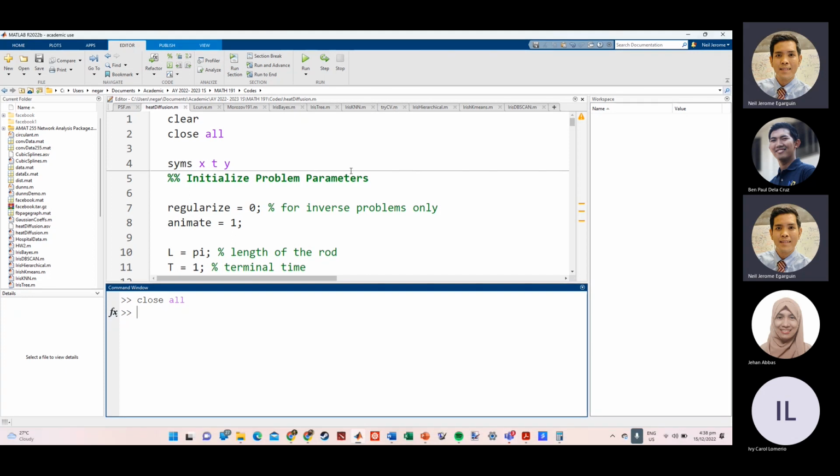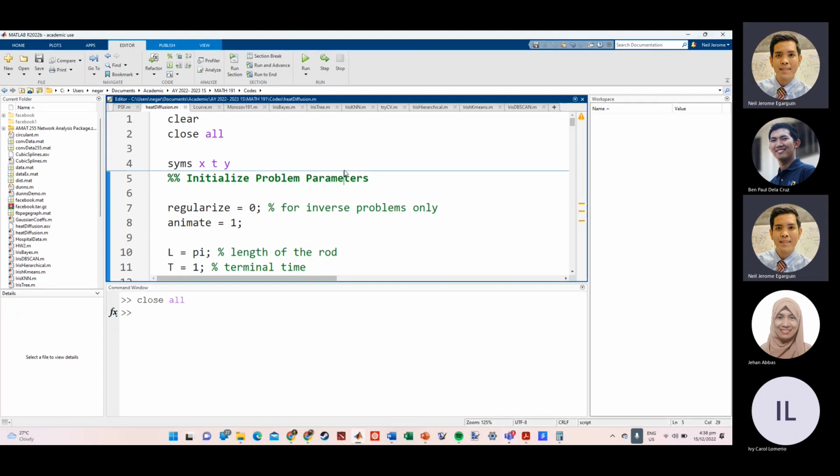I'll just walk you through my idea when I was writing this code for the heat equation. It's simple lang naman to, and you can actually find better ways to write the program. It's just something that I wrote on the fly when I was doing my Math 191 class.